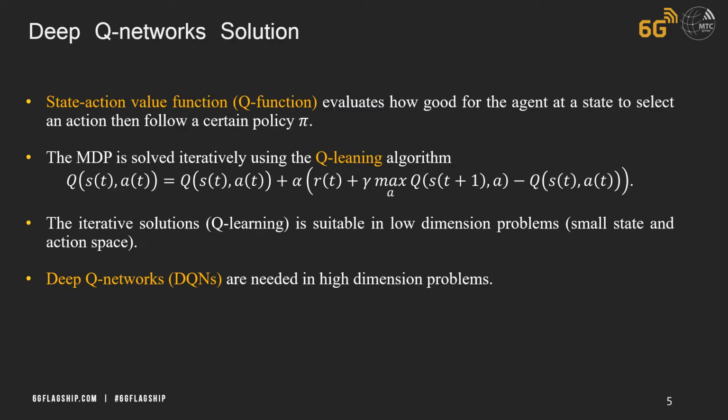We use the Q function to evaluate how good an action is in a certain state, and we use the iterative algorithm called Q learning to solve this problem. However, this problem is very high dimensional and very complex. Therefore, we formulate the deep Q networks algorithm to solve this high dimension problem.